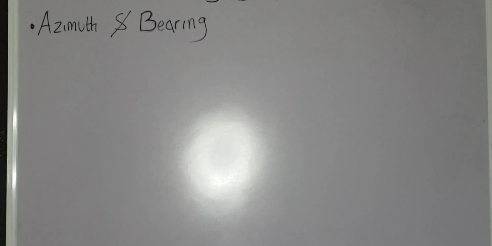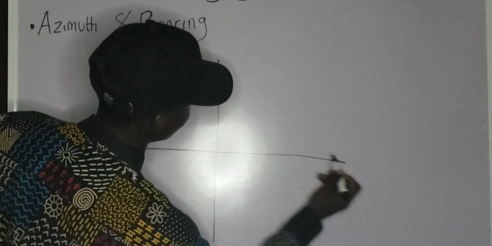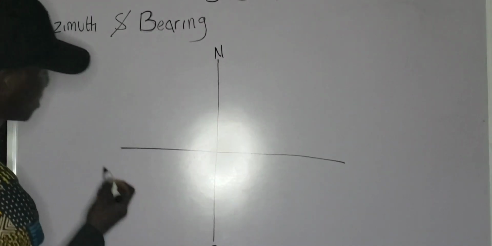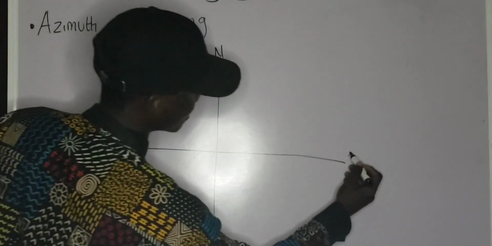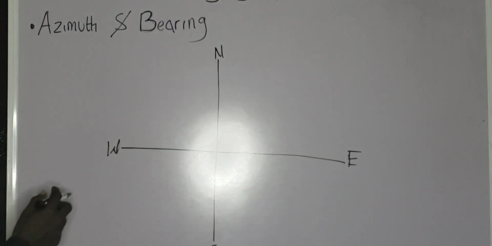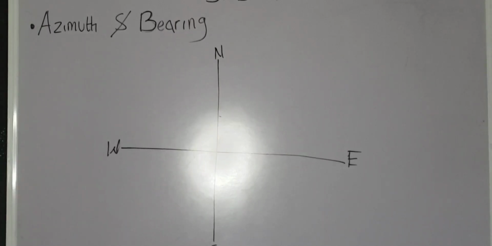Okay? Now let's say we have these cardinal points. Please, I want you to pay attention here. This is north, this is south, this is west, and this is east. Do you understand? These are the 4 cardinal points. Azimuth is measured from the north direction. And the major difference between azimuth and bearing is that azimuth can be greater than 90 degrees, but bearing is not greater than 90 degrees. You are going to see as we progress.